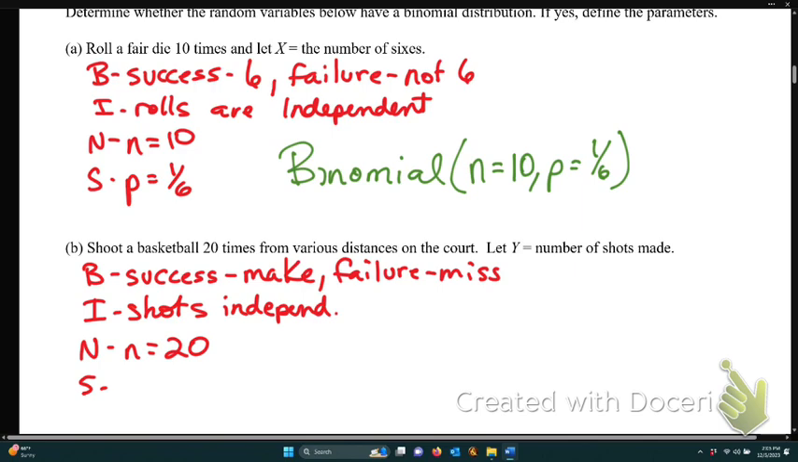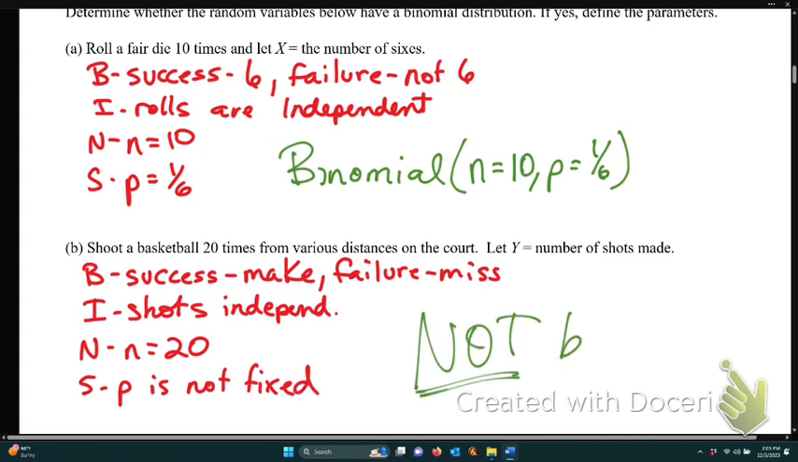Tyler, you play basketball. Is it easier to make a shot that you're closer to the basket than it is at half court? Yes. Of course. So your probability of making it changes depending on where you are on the court. So P is not fixed. Guess what that means about this situation, you guys?